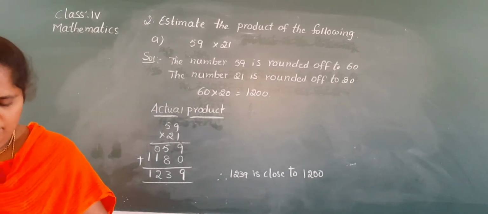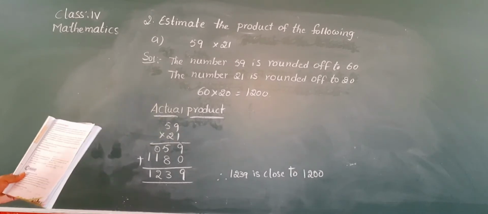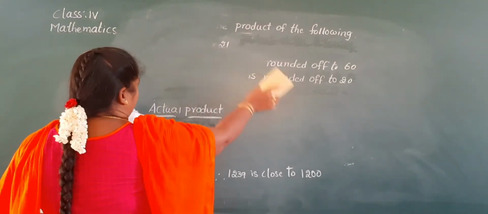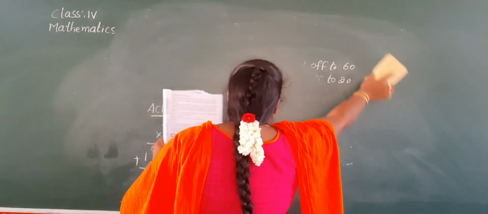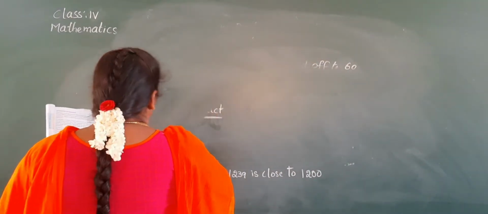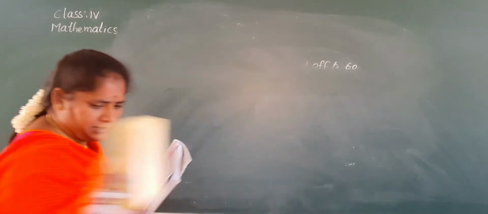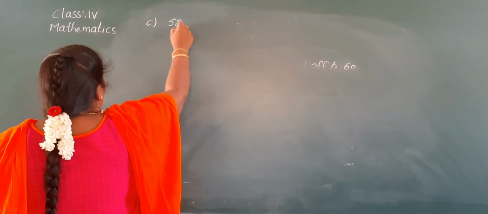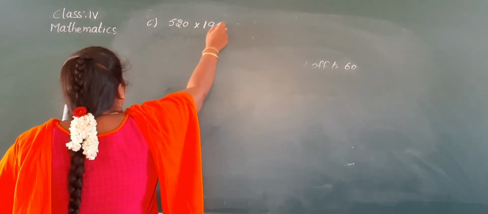Next, 520 into 190. Second problem you do as homework, Nana. 520 into 190. Note down, see. 520 into 190.